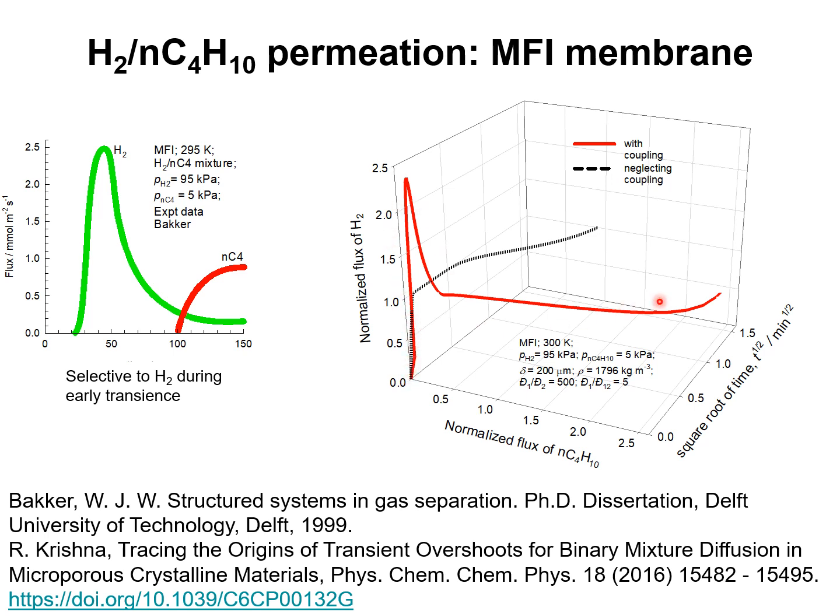The red line shows the simulations in which thermodynamic coupling effects are duly accounted for, and this shows a strong and pronounced overshoot in the flux of hydrogen as observed in the Barker experiments. If thermodynamic coupling effects are ignored, this is shown by the dashed lines, then no overshoot in the hydrogen flux is anticipated.